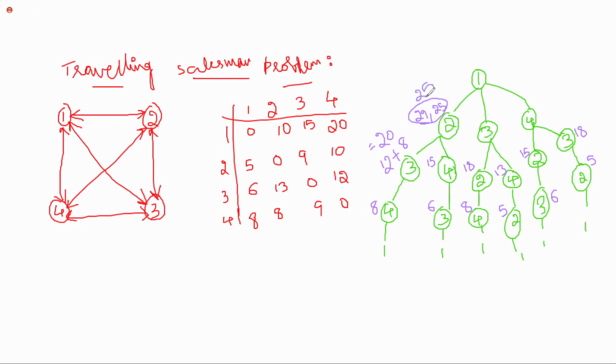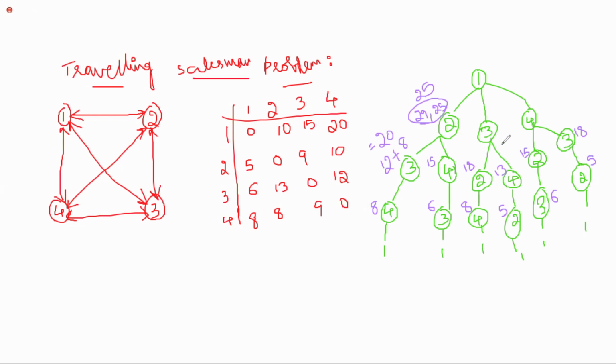Am I clear with this step? See, here we will not calculate the minimum because it has only one edge, only one child. But when you come to 2, you have 2 children. For 2 children we'll calculate the cost, and from these 2 children, whichever gives the minimum value, that we consider. Am I clear with this step? Say yes or no. Yes, ma'am.